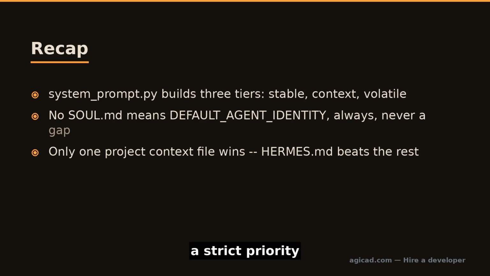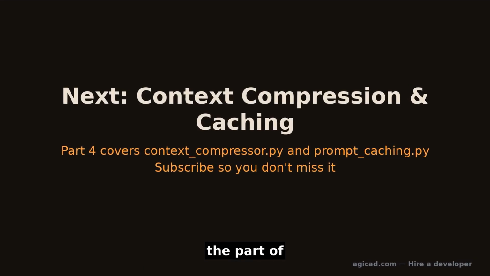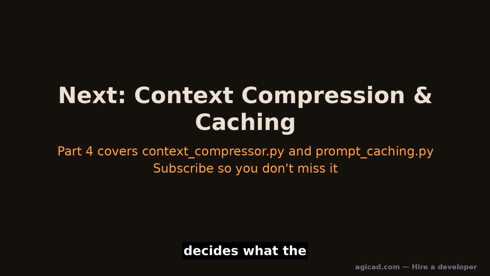And every piece of this, the caching promise most of all, exists to keep the prefix cache warm, because rebuilding all of this from scratch on every single turn would make every conversation slower and more expensive than it needs to be. That's prompt assembly, the part of Hermes Agent that decides what the model sees before it calls a single tool, straight from the pinned source with every line cited.